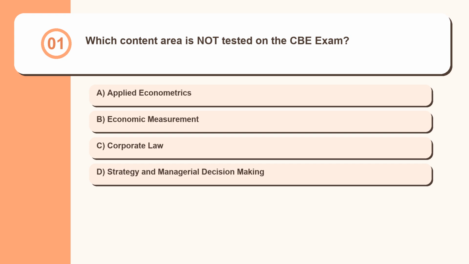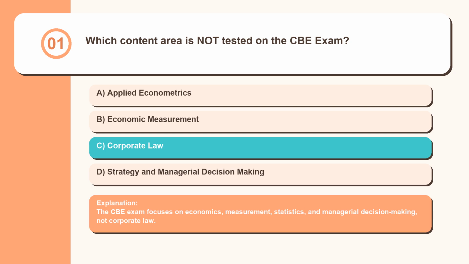Question 1. Which content area is not tested on the CBE exam? Applied econometrics, economic measurement, corporate law, strategy and managerial decision-making. The CBE exam focuses on economics, measurement, statistics, and managerial decision-making, not corporate law.